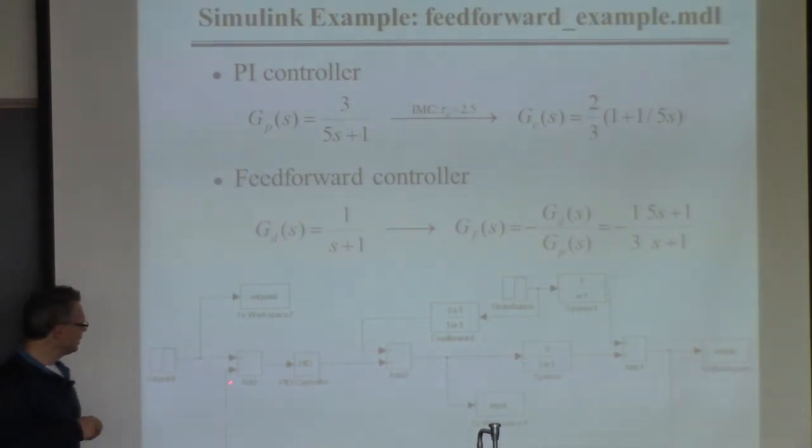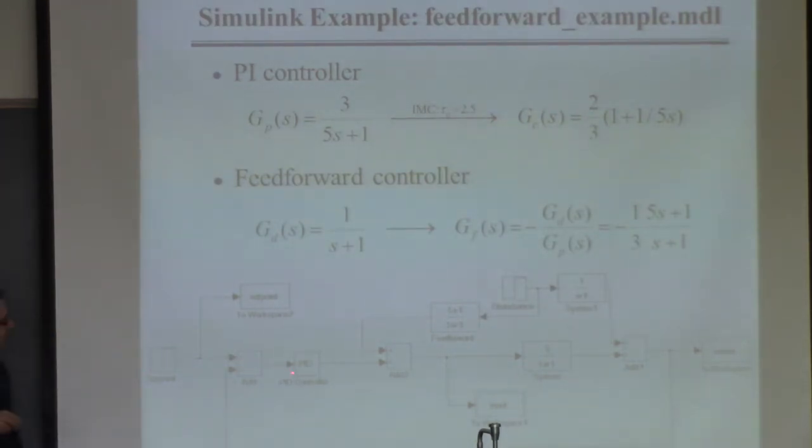We measure the output and compare it to a set point. That generates an error signal. Send that to a PID controller, namely that thing right there. And then that signal eventually goes and affects the process. There's nothing new about that. The new part is we have this feed forward controller.